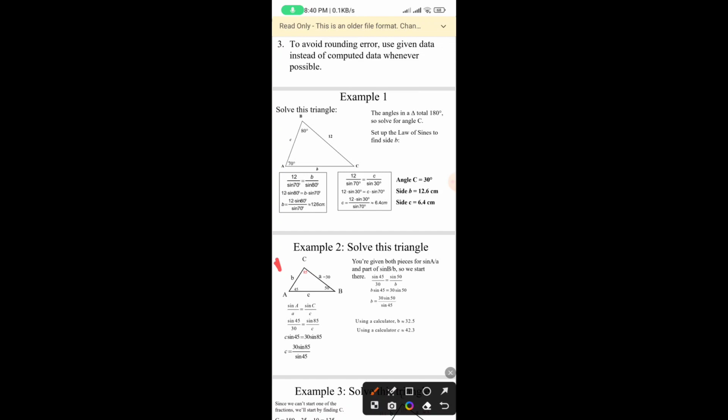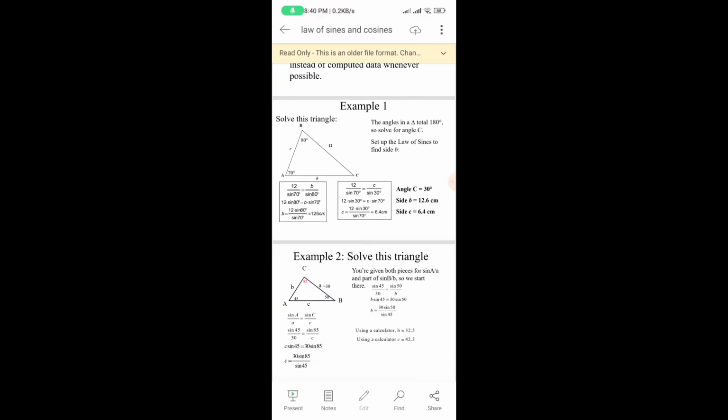Then the next one is sine A over A is equal to sine C over C. So sine 45 over 30 is equal to sine 85 over C. So C sine 45 is equal to 30 sine 85. So C is equal to 30 sine 85 over sine 45. Using a calculator, C is equal to 42.3.